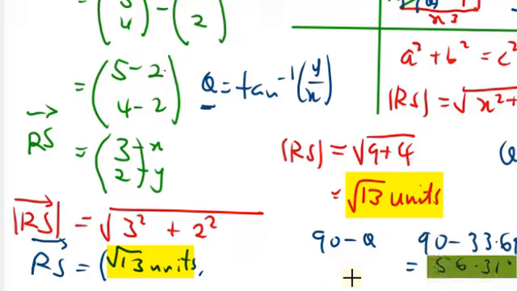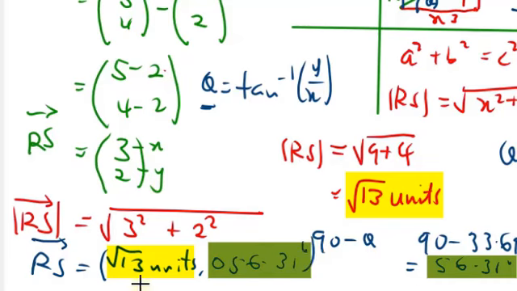So because 56 is 2 decades, we'll bring 0 in front because bearing, we write it in 3 decades. So I write 056.31 degrees, and this is the magnitude bearing form of the vector.